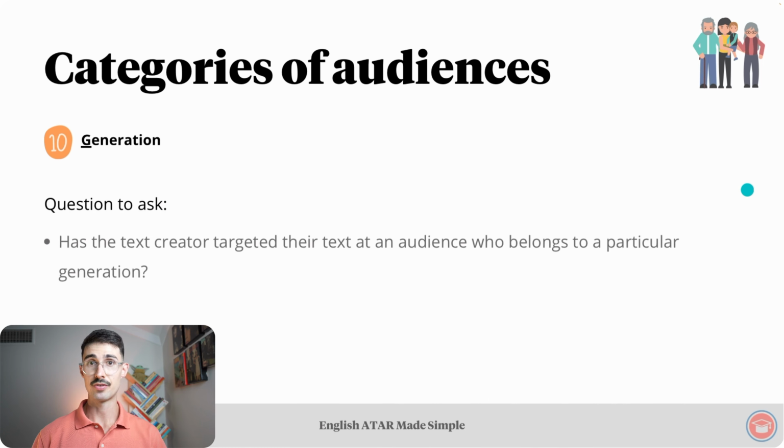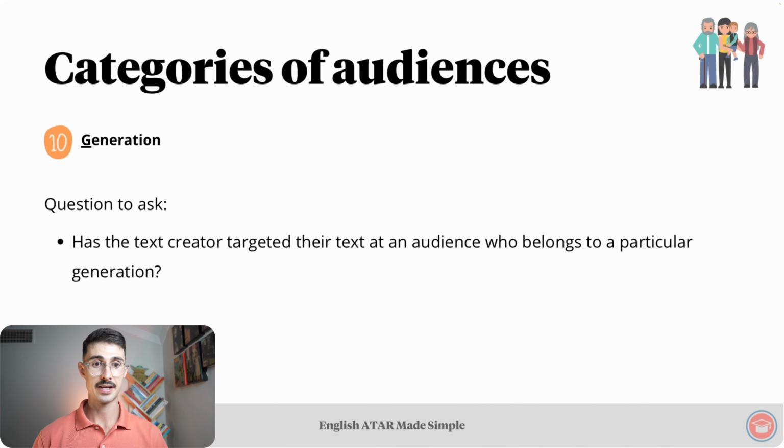Next category, generation. Question to ask: has the text creator targeted their text at an audience who belongs to a particular generation? There appears to be some debate over when these generations start and end, but this is the best that I could find on the internet. Gen Z, 1997 to 2012. Gen Y, aka Millennials, 1981 to 1996. Gen X, 1965 to 1980. Boomers, 1946 to 1964. Silent Generation, 1928 to 1945.